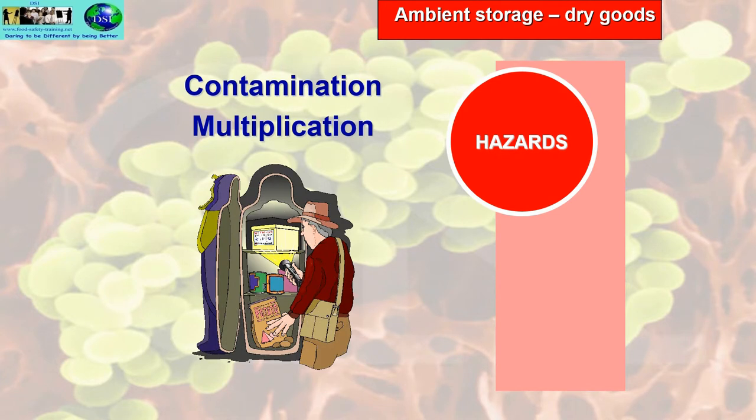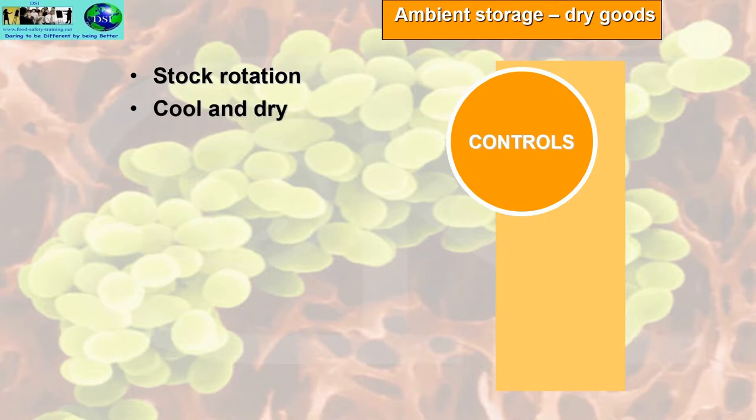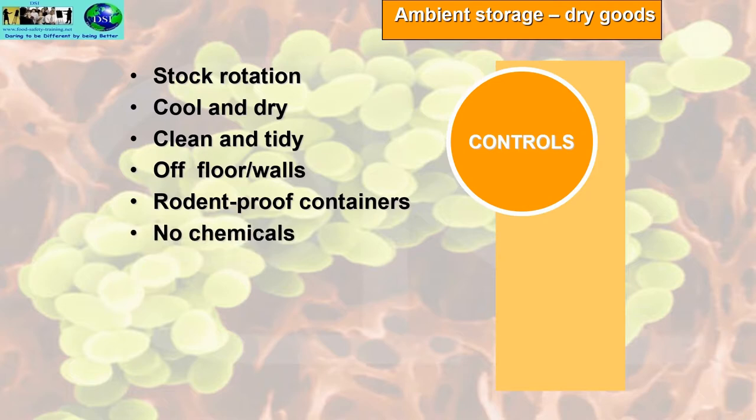So ambient storage, where we keep dry goods, the hazards there could be contamination and multiplication. So the controls in ambient storage, make sure you've got good stock rotation, first in, first out. Make sure it's cool and dry, clean and tidy, off the floor, away from walls, held in rodent-proof containers. There's no chemicals in the dry goods store, no incompatible goods, for example, onions next to fresh fruit.